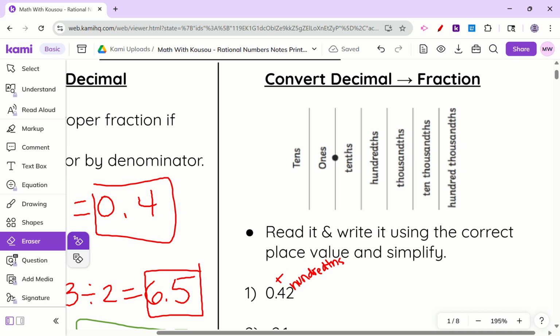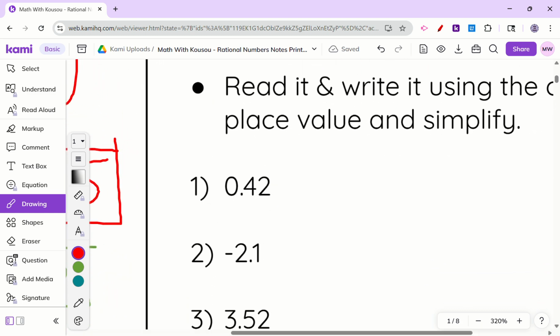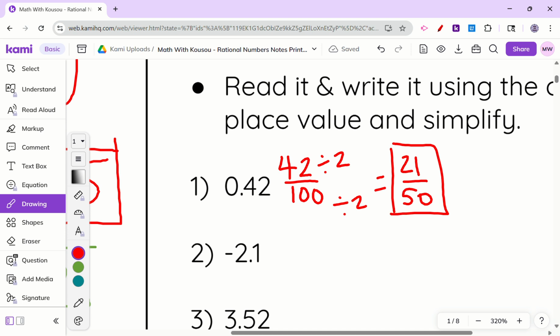Since this is 2 places past the decimal, 1, 2, we're looking at the hundredths. So this 0.42 is really read as 42 hundredths. And now we can simplify. I'm going to divide each of these by 2 to simplify. 42 divided by 2 is 21, and then 100 divided by 2 is 50. So my fraction here is 21/50ths.